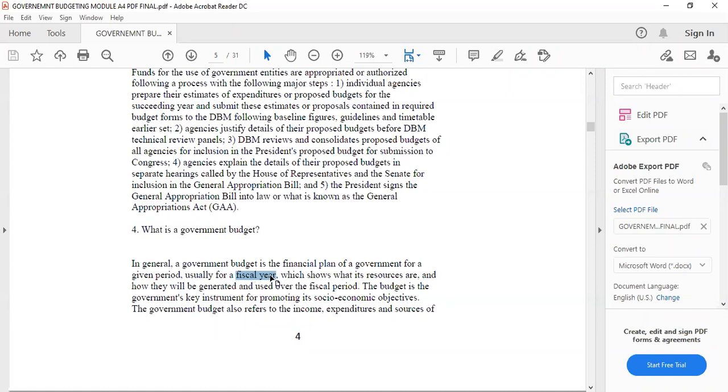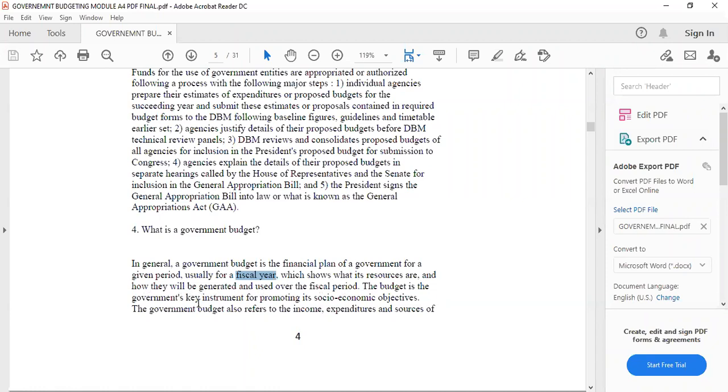What's the purpose of that? It is for our economic department to see or project whether we can comply with the projected revenue and expenditures. Because there are projects or programs allotted but without budget, they may rely on the projected budget that may be collected, which shows what their sources are and how they will be generated and used over the fiscal period.